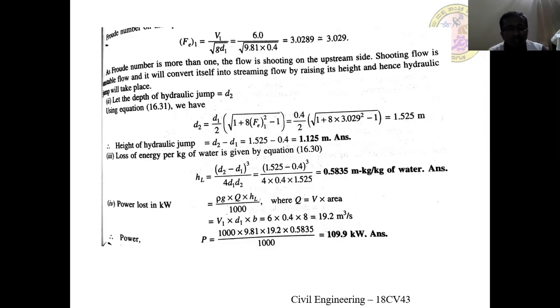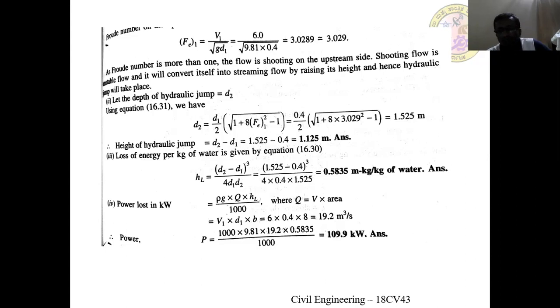Once you find the height of the jump, you also find the energy loss per kg of water. Energy per kg of water is HL equals D2 minus D1 whole cube by 4 D1 D2. So we know D2 is 1.525, we know D1 is 0.4: 1.125 cube by 4 into 0.4 into 1.525. We get 0.58 meter of water. Kg cancels, it is liter of water.